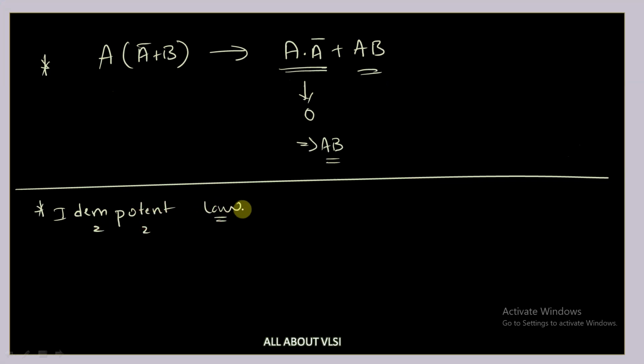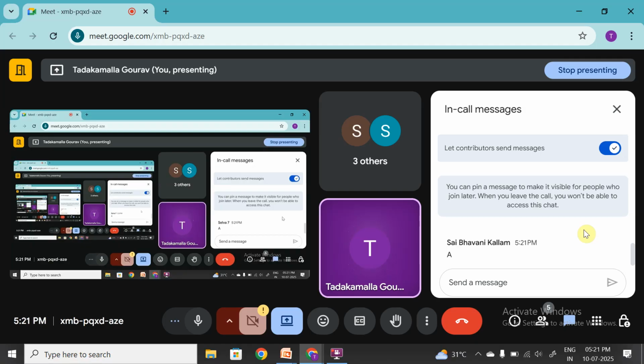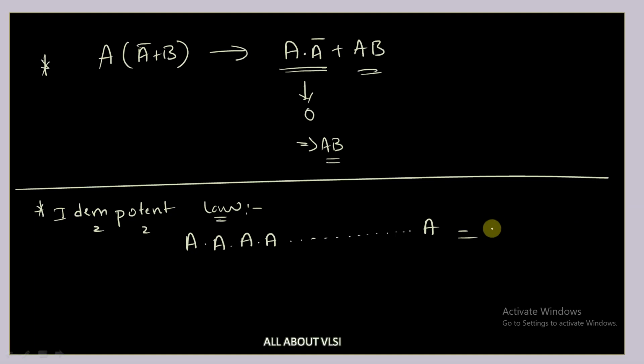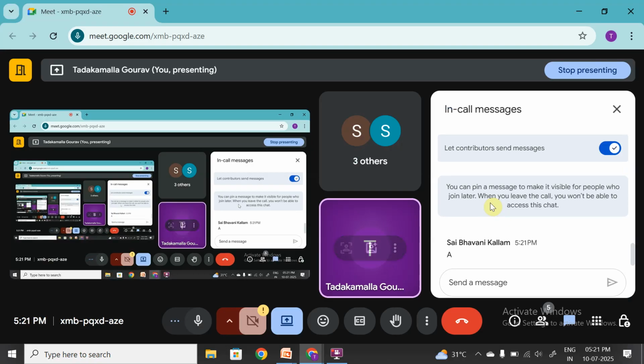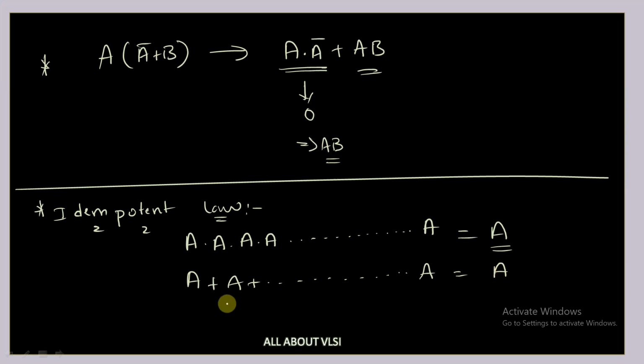So what is this law saying? Let's say suppose we have A dot A dot A dot and so on, some 100 or 1000 variables A. What result are you going to get? Exactly, A. And if we have A plus A plus A plus and so on, 1000 or 2000 variables A, then what are we going to get here? A. Here also we are going to get A. So this is nothing but your idempotent law.